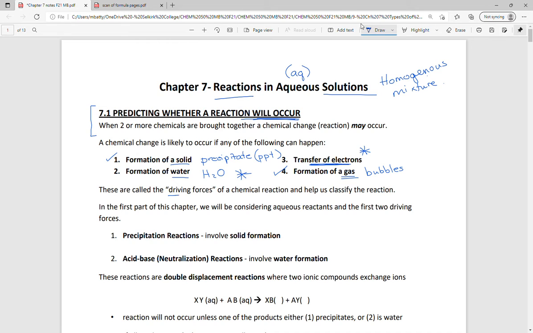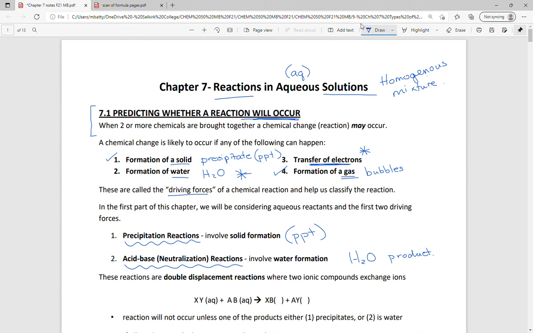These four things are called the driving forces of a chemical reaction, and they do help us classify the different kinds of chemical reactions that exist. So the first part of this chapter, we're going to be considering two of them. So we're going to be talking about precipitation reactions and neutralization reactions or acid-base reactions. The precipitation reactions make a solid or a precipitate, and the acid-base reactions involve water as a product. So water formation or water as a product.